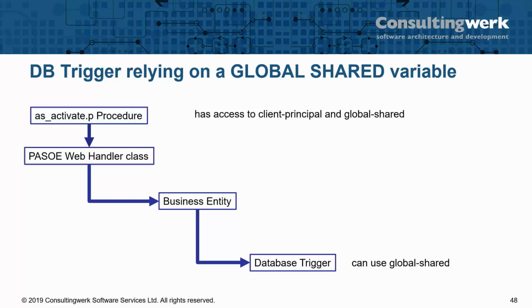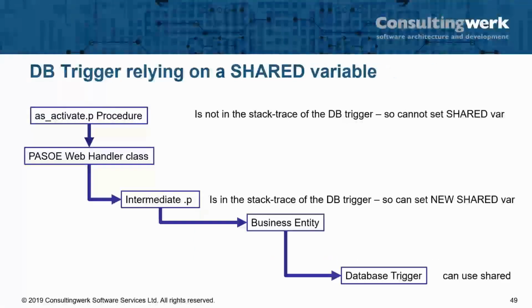With the global shared variable, it's quite easy. We can use the activate procedure of the app server. It's a procedure, so it can access the global shared variable. It has access to the client principal. So there we can basically just read the client principal and assign the global shared variable with the user. That's very easy. With shared variables, we have a problem. The activate procedure is not in the direct stack trace of the database trigger. So if you would define a new shared variable there, it wouldn't be accessible to the database trigger. The database trigger would say, well, the variable is not new shared defined.